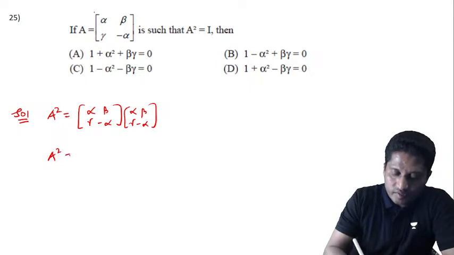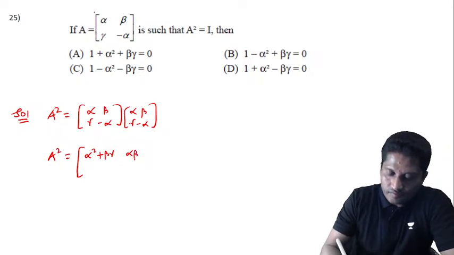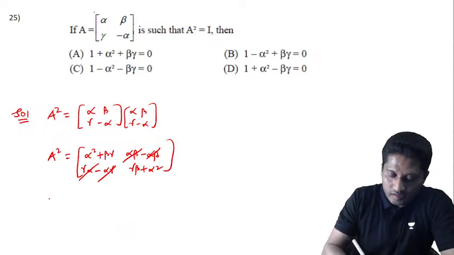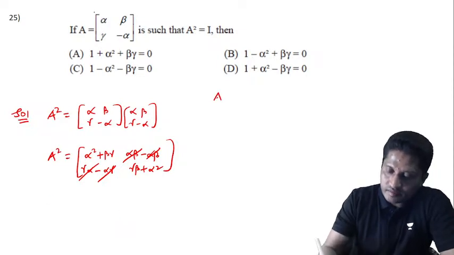Now A square is equal to first row first column, you get alpha square plus beta gamma, alpha beta minus alpha beta. This is gamma alpha minus alpha gamma, gamma beta plus alpha square. Anyways, this will cancel. Okay, now according to the question, A square is equal to I.